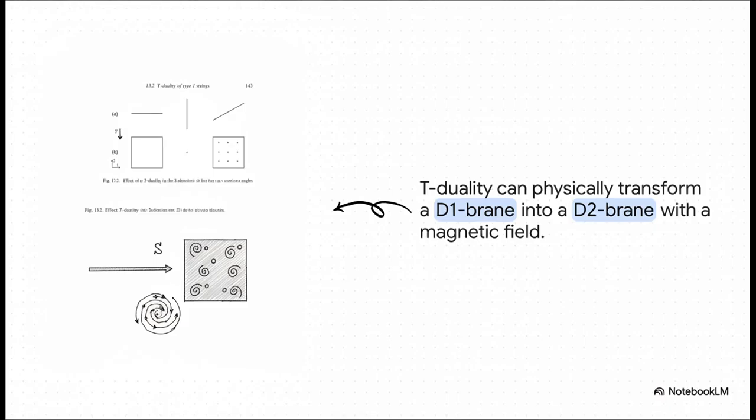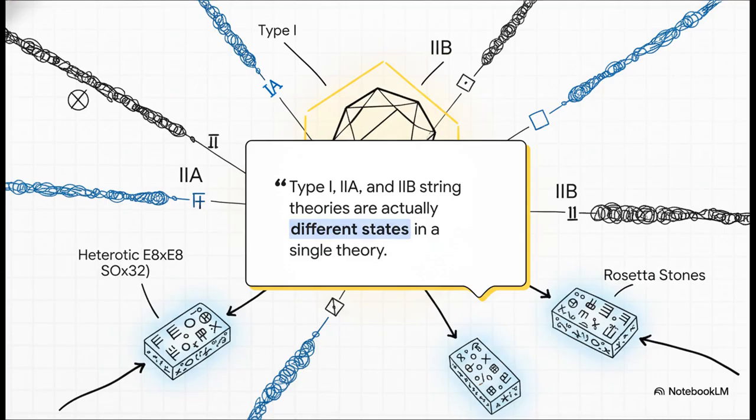If you take a D1 brane, which is basically a string, in one theory, and you apply T-duality, it literally transforms into a D2 brane, a whole plane, in the other theory. And the transformation doesn't just change its dimension, it can even slap on new properties, like a magnetic field, right onto the brane's surface. This was a total revelation.